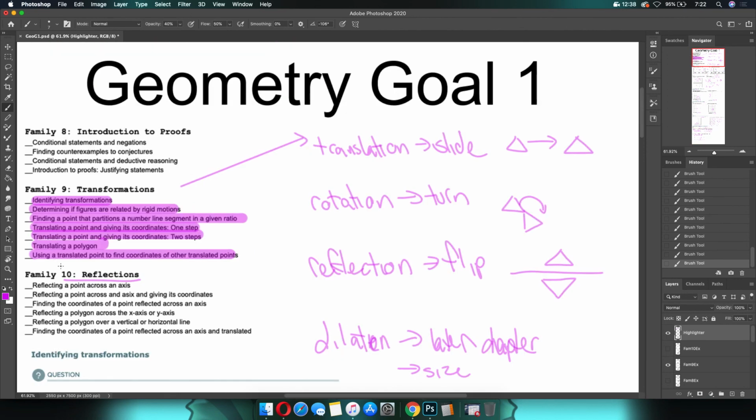So that, ladies and gentlemen, is everything you need for the basics of transformations. Reflections is a big enough thing that it's going to be its own family, and that will be the last video for Geometry Goal 1, Chapter 1.